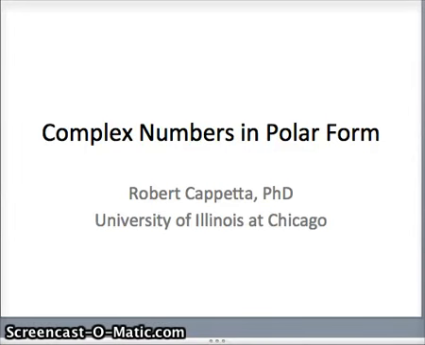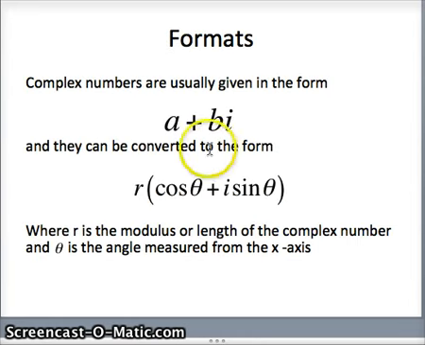This is Bob Capetta from the University of Illinois at Chicago, and this lesson is on complex numbers in polar form. So normally we're given a complex number in the form of a plus bi, 3 plus 2i, 5 minus 7i. That's our usual format. And of course recall that i is the square root of -1.